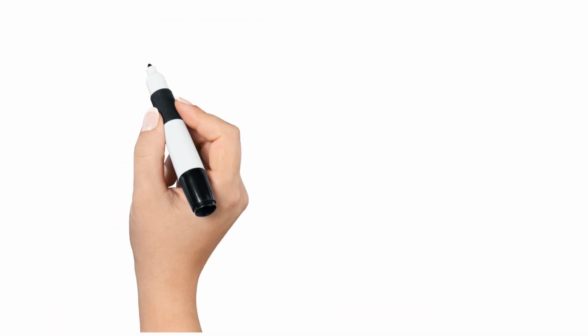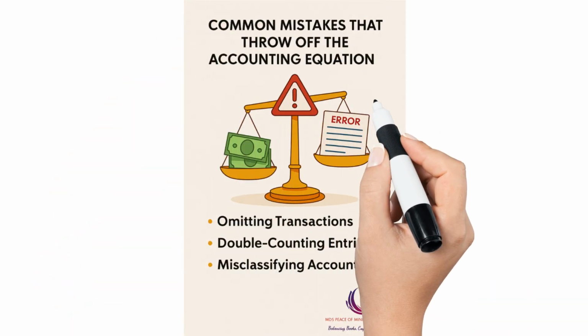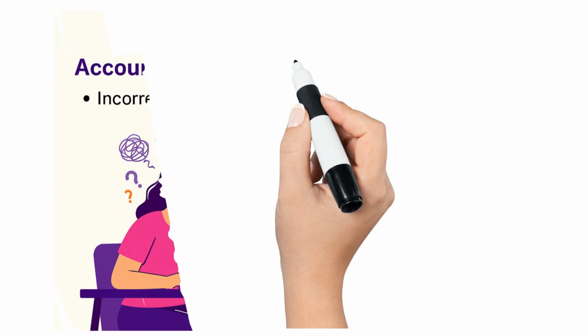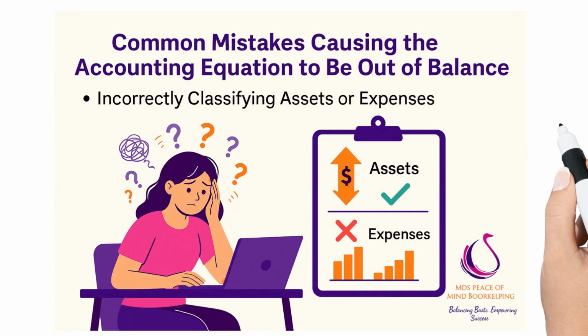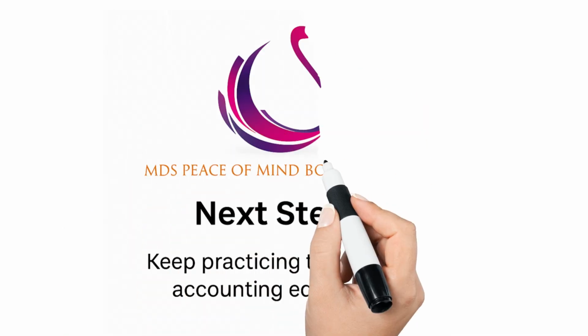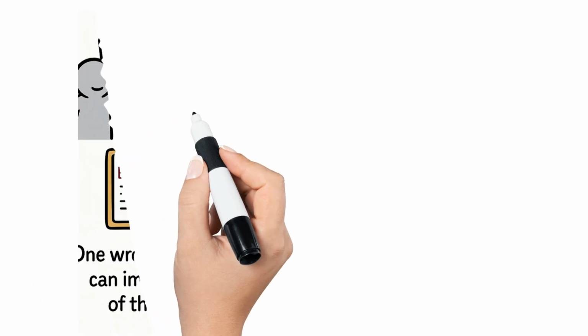What are some common mistakes that throw the equation out of balance? A classic one is entering only one side of a transaction. For example, recording a cash payment but forgetting to record what the payment was for. Another is entering a different amount on each side of the transaction. Or maybe classifying an owner's investment as revenue. That's a big one. Each of these errors will cause your books to fall out of balance, but by constantly checking against the accounting equation, you can catch them quickly.